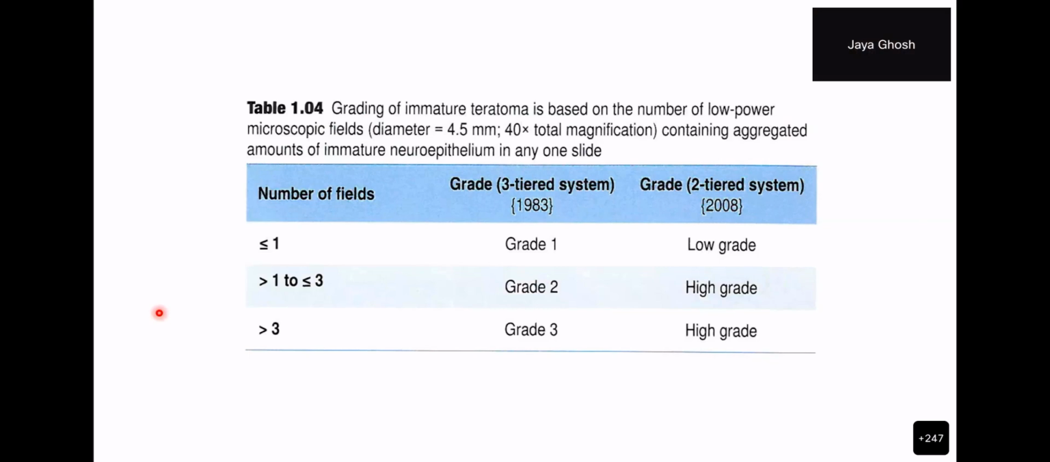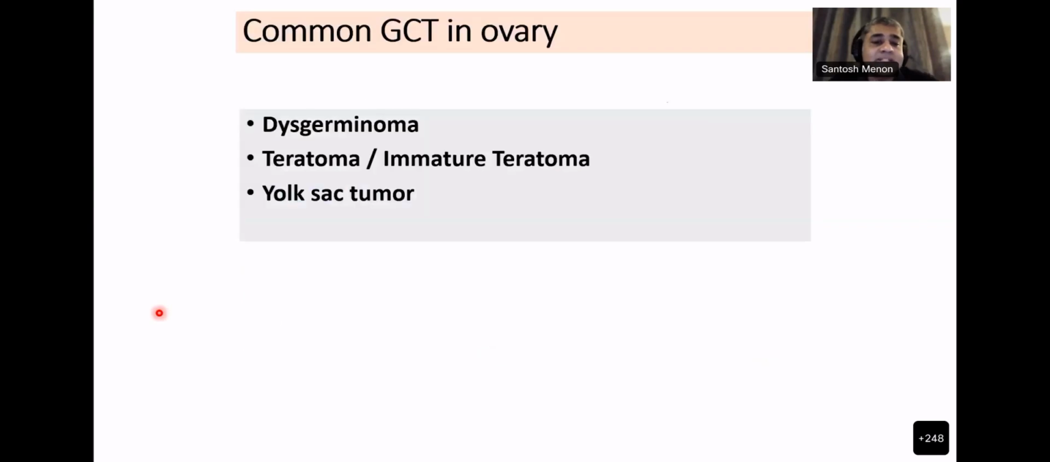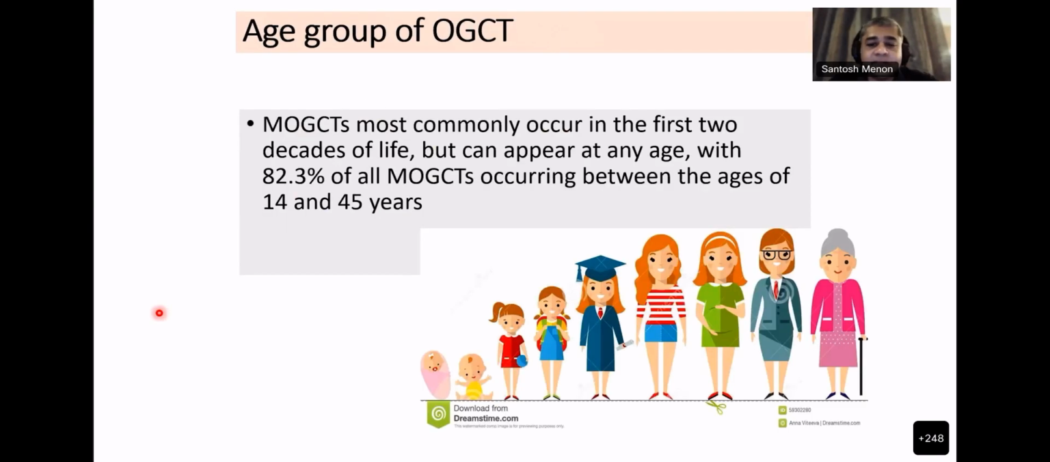That brings us to the importance of how many sections you need to examine, and how you pick up these foci and come to the grading of immature teratoma. So that's important. I think I'll quickly skip these for want of time.